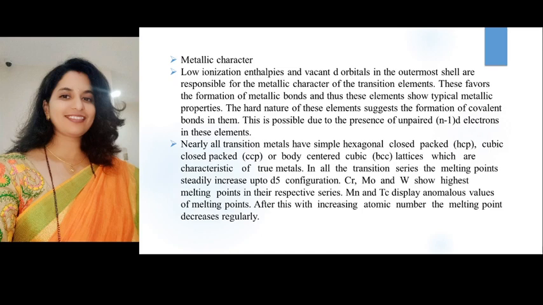All the transition series elements have high melting points. The melting point steadily increases up to d5 configuration. Chromium, molybdenum and tungsten show the highest melting points in their respective series. Manganese and technetium display anomalous values of melting points. After this, with increasing atomic number, the melting point decreases regularly.